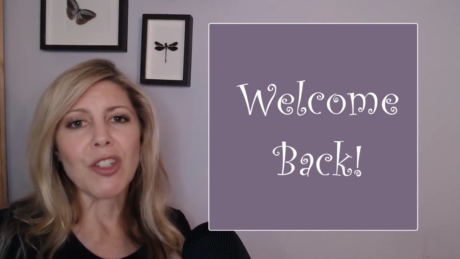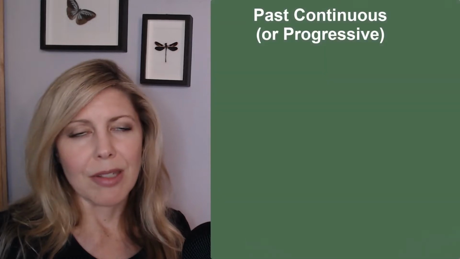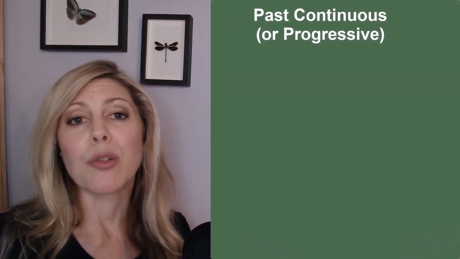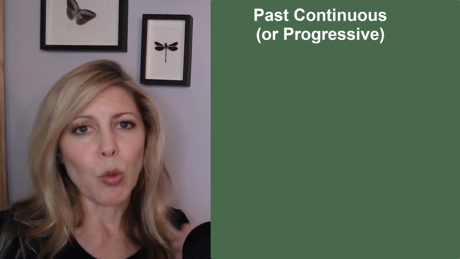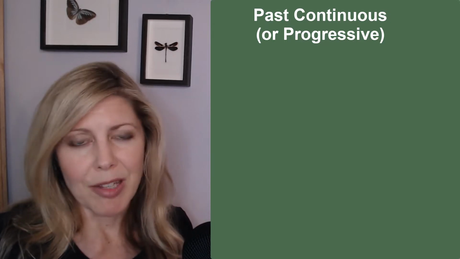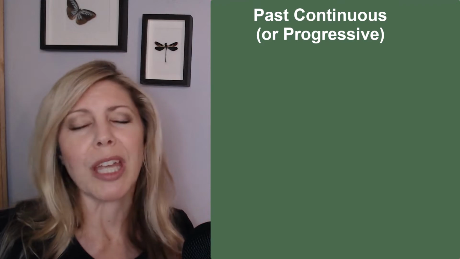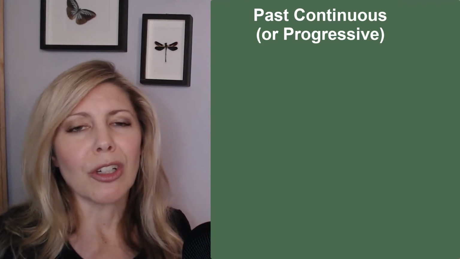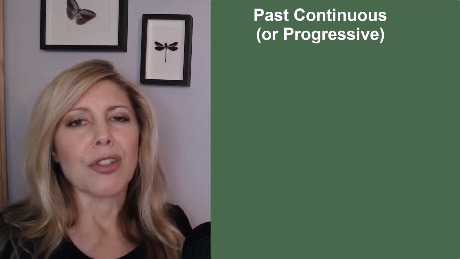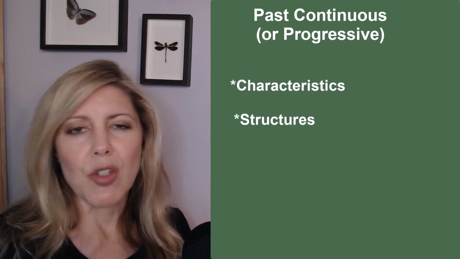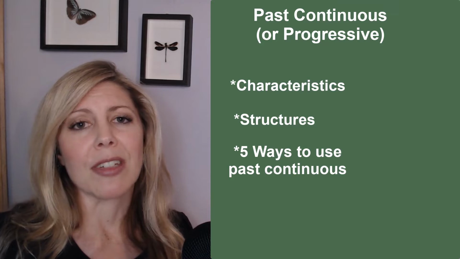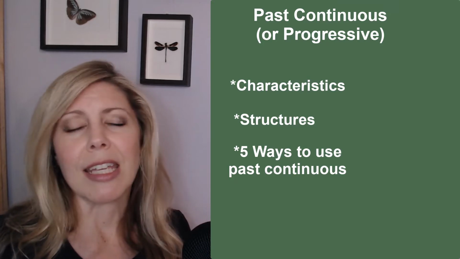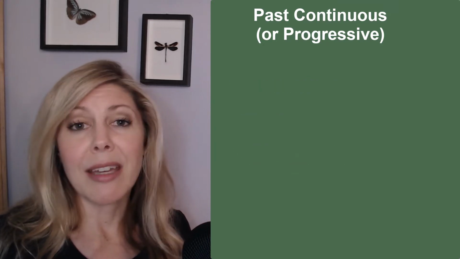Today we're going to be talking about the past continuous. Sometimes it's referred to as the past progressive, but basically it's the same thing. Sometimes one is called continuous, sometimes it's called progressive, but it's the same thing, a continuing action. So we're going to look at that today and describe its characteristics, its structures, and then 5 ways that we can use the past continuous in our everyday English. So let's go ahead and get started.